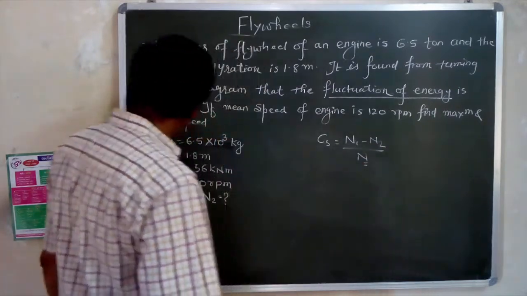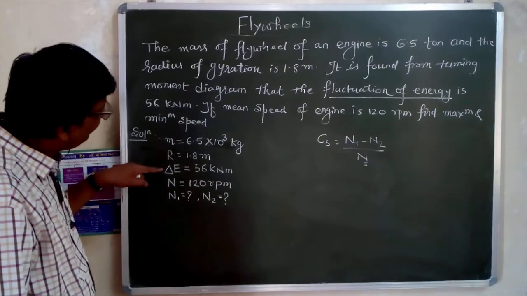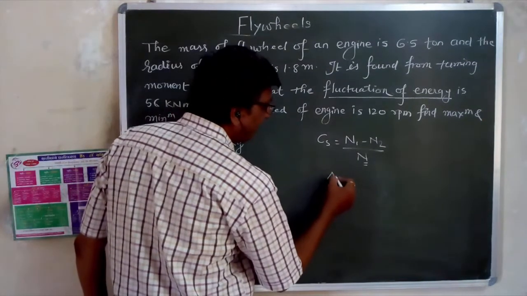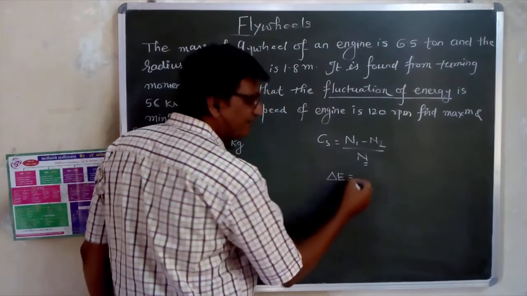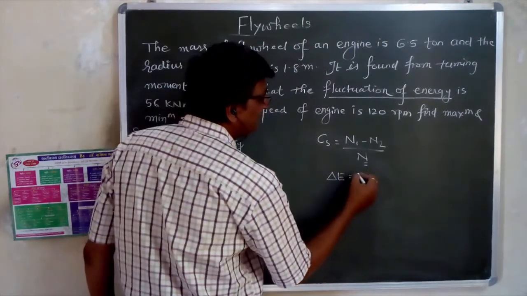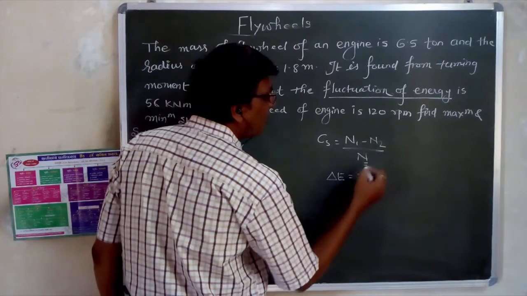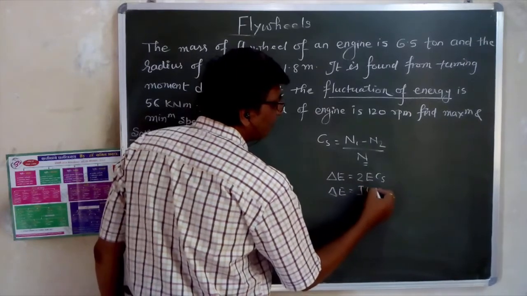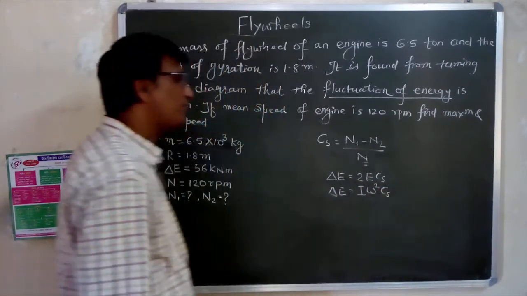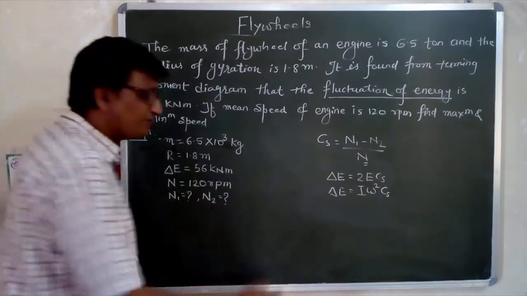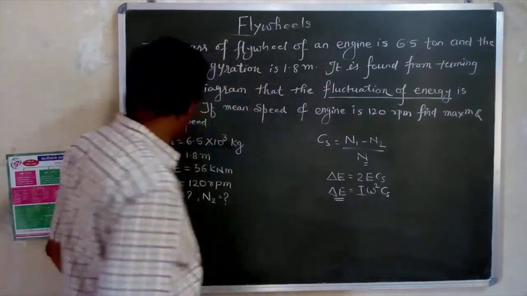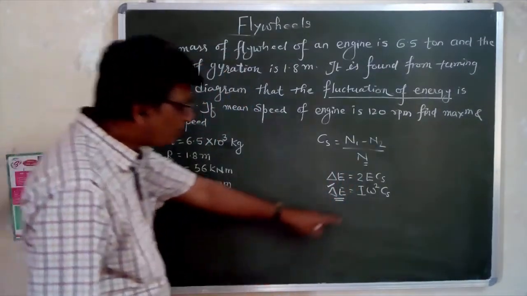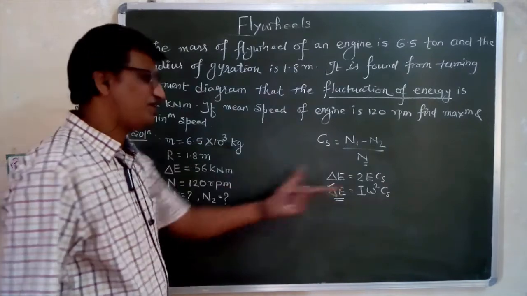Now another thing is, delta E is given. If you see the formula for delta E as we have already discussed, delta E is nothing but twice E Cs, or delta E can be calculated as I omega square Cs. Now in this case, delta E is already given, so I will tick it. Now what about this I? I is mass moment of inertia.